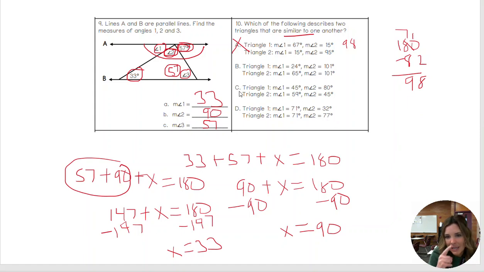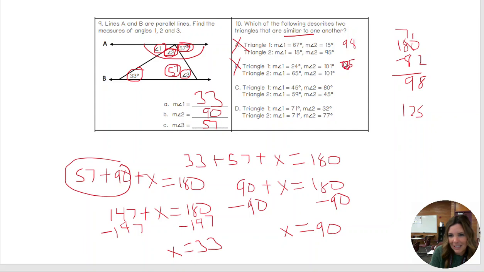Okay, on the next one, 24 and 101 make 125. So that means the extra angle would be 75, which means that those don't match. Okay, the next one, 45 and 80 make 125, and 125 and, oh, sorry, this should have been 65.